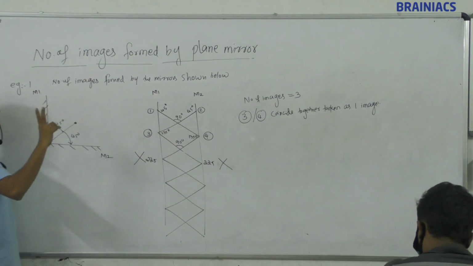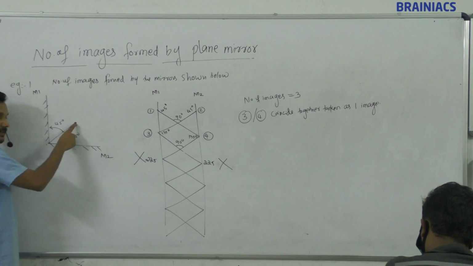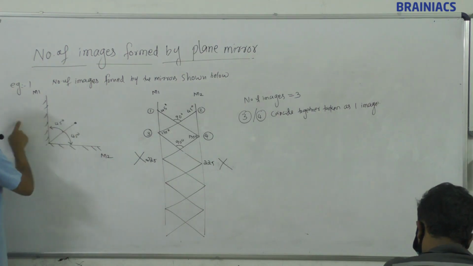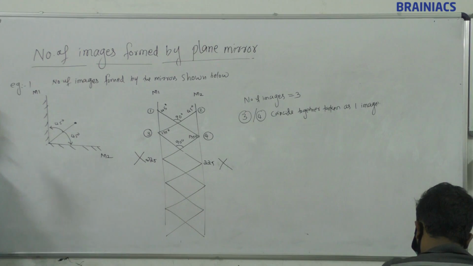Minimum 2 images will be formed. Means when the object is placed, M2 will definitely have one image, M1 will have one image. Minimum 2 will form. Definitely minimum 2 will form.